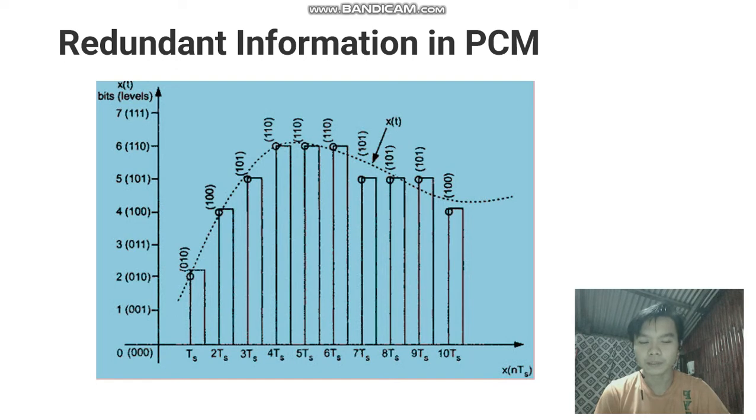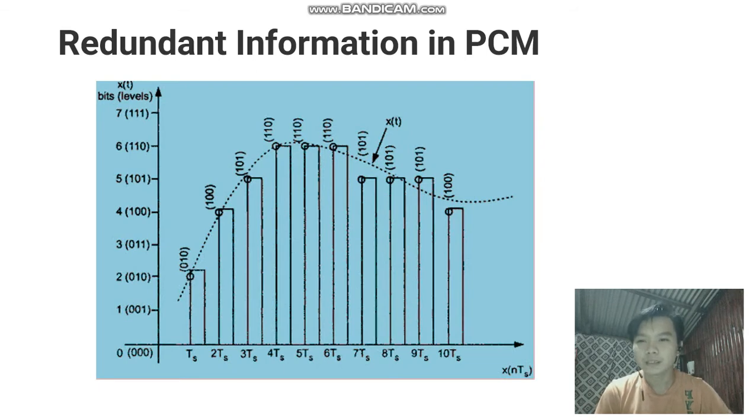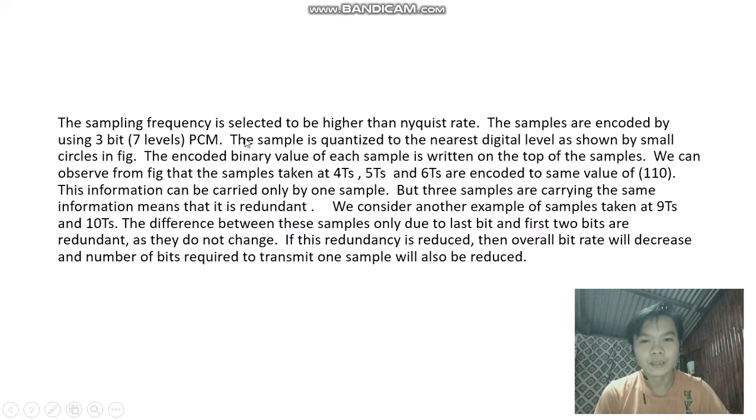So, redundant information in PCM. You can see here an example of redundant value information in PCM. The sampling frequency is selected to be higher than the Nyquist rate. The samples are encoded by using 3-bit, 7-level PCM. You can see the 3-bit codes 001, 010, and so on, and the levels from 1, 2, 3, 4, 5, 6, 7. The sample is quantized to the nearest digital level as shown by small dots in the figure.